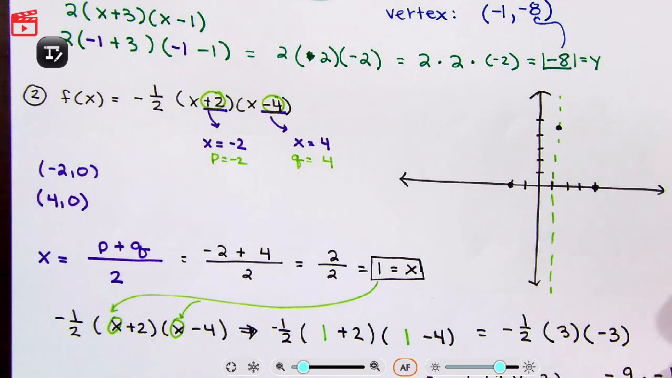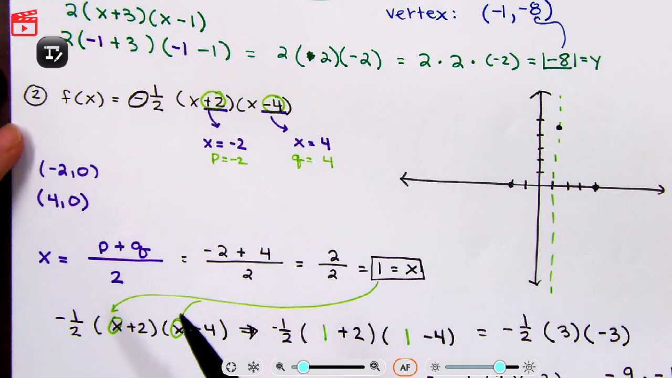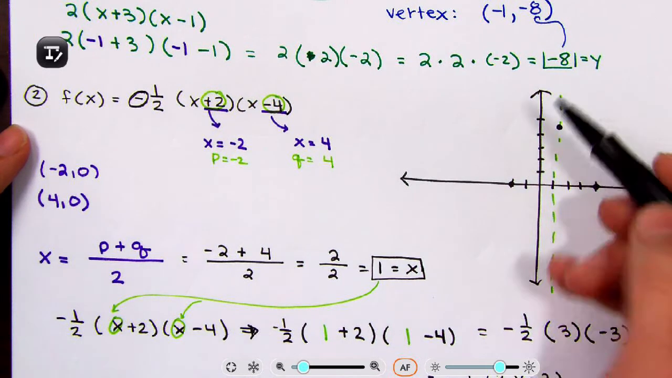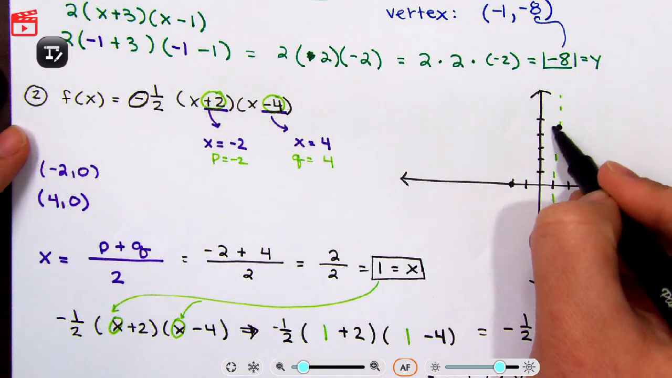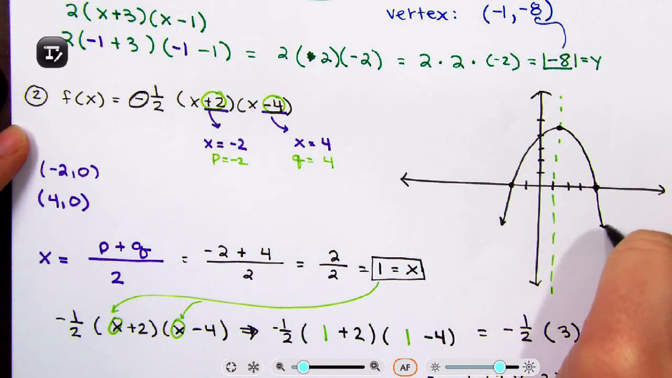Now it does look like I'm going to be going downward, and that should be good because if we look here at our a value, it is negative. Therefore, we should have a decreasing function. And we are having a quadratic, so our quadratic is going to be in the shape of a U. Make sure you have arrows pointing downward.